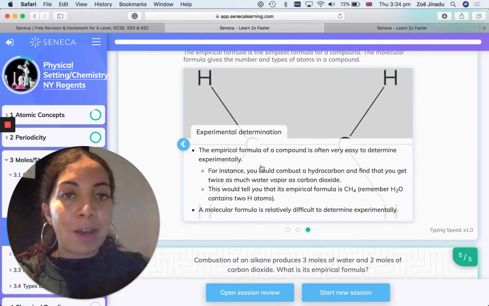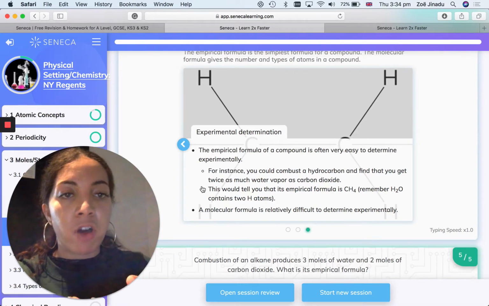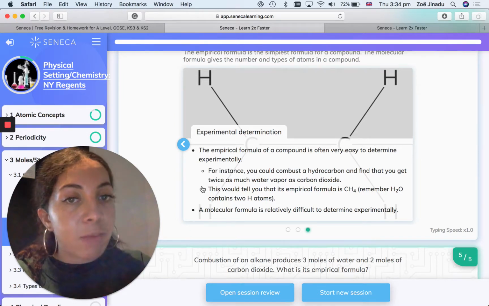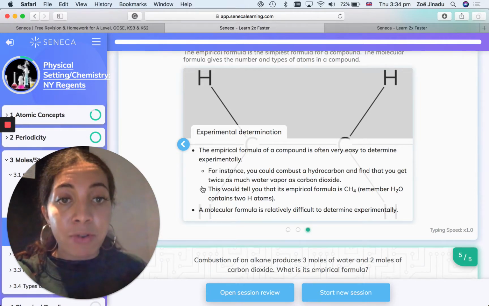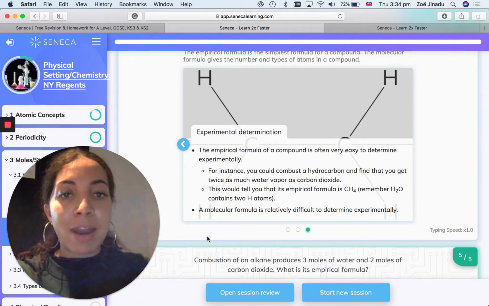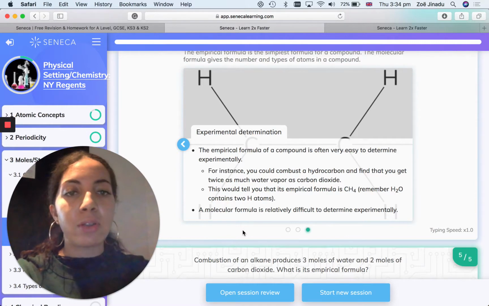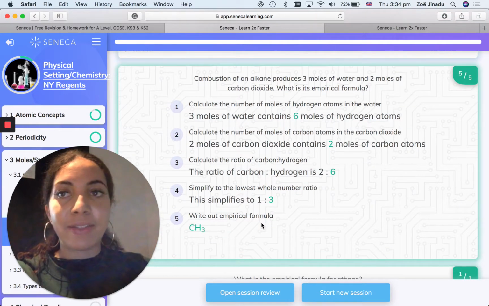The empirical formula of a compound is often very easy to determine experimentally. For instance, you could combust a hydrocarbon and find that you get twice as much water vapour as carbon dioxide. This would tell you that its empirical formula is CH4, because remember, H2O has 2 hydrogen atoms. A molecular formula is relatively difficult to determine experimentally, is how it is.